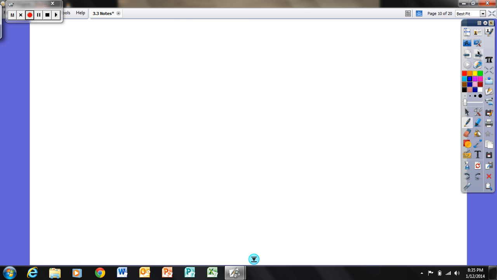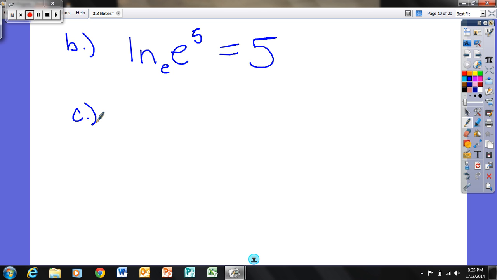Let's try another example. This time we're going to have ln e to the 5th. Remember, again, same thing. I didn't write it there, but there really is an e there. And because we have a base and an exponent, and the base and the exponent are the same, our answer for this one is just going to be 5. This is one of the special cases that you'll see.